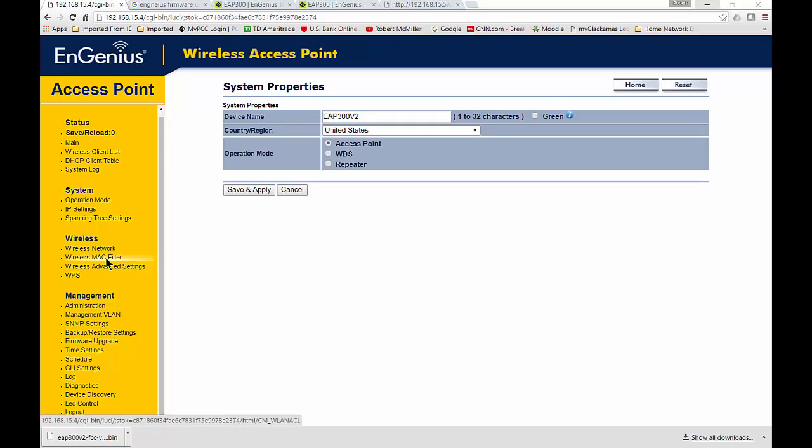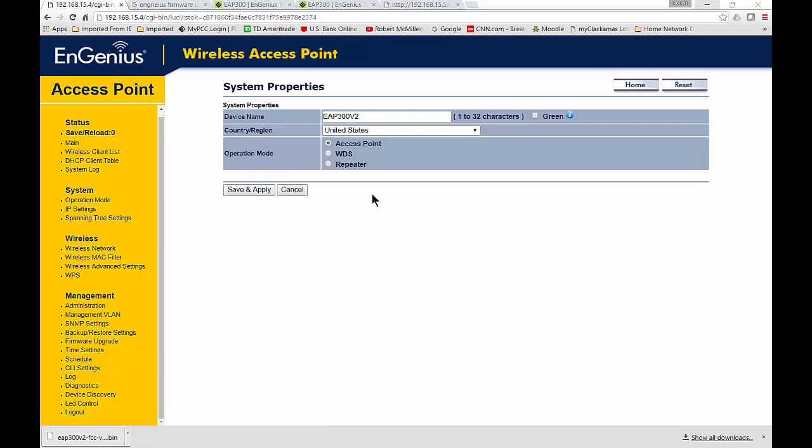We are in an Engenius wireless access point. This is the EAP300, but yours might be a different model, but it all means the same thing, so it doesn't matter which one you're in. This will apply to you. So on the left-hand side, find where it says operation mode. It might be in a different place than what you see on my access point.